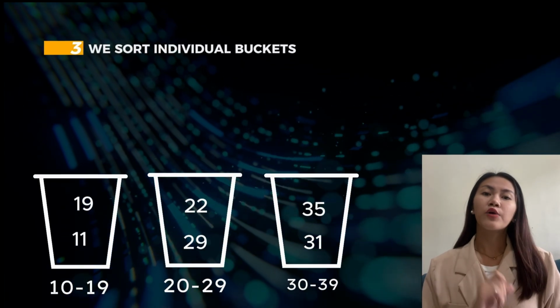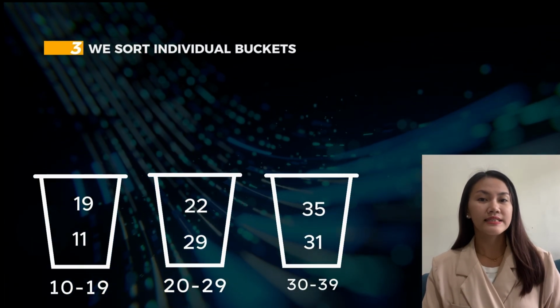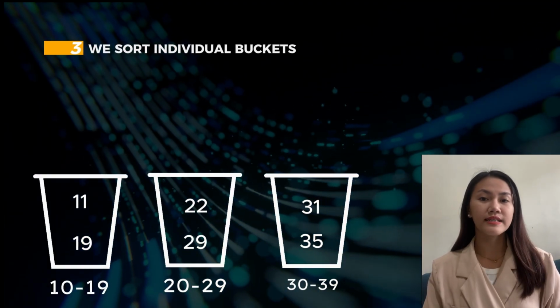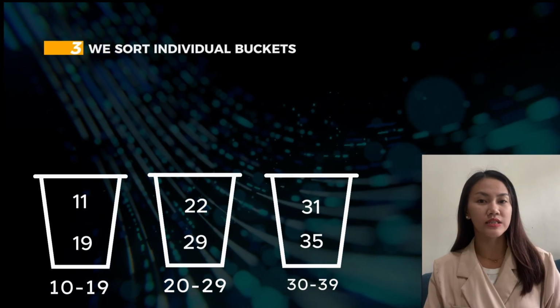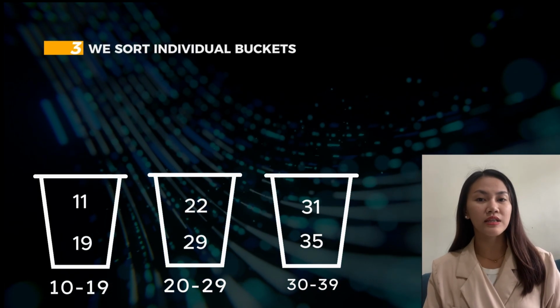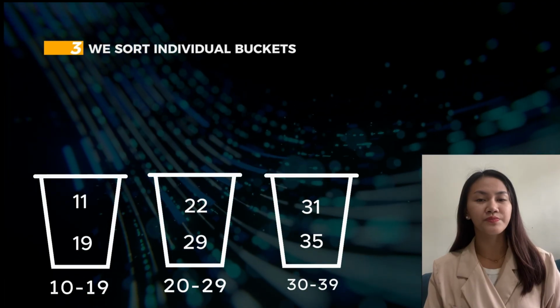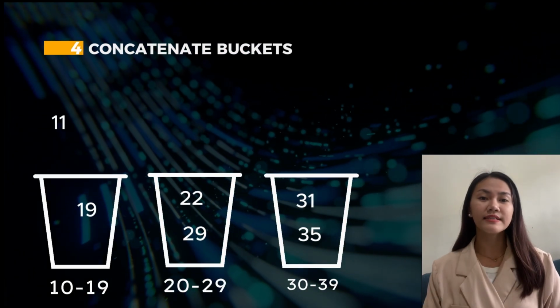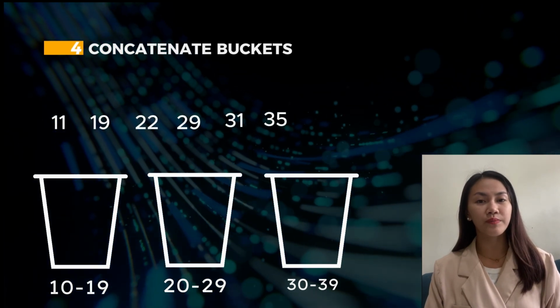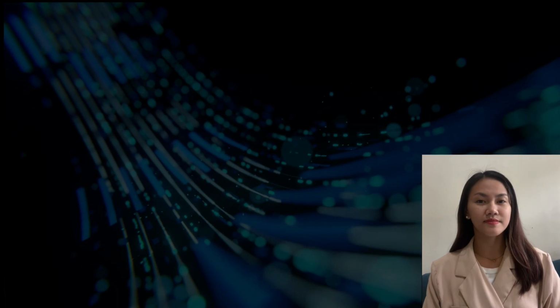Third is, we sort individual buckets. Since buckets contain a small number of elements, insertion sort is typically used due to its efficiency with short lists. Alternatively, any other efficient sorting method can be used. Fourth is, concatenate buckets. Let's gather all the sorted buckets in order to form the final sorted array.